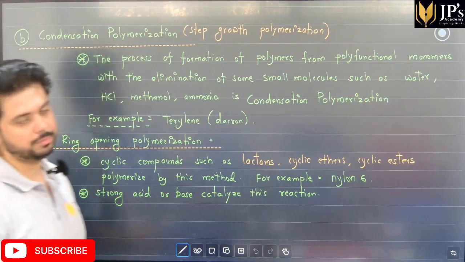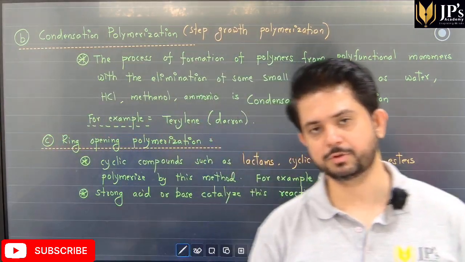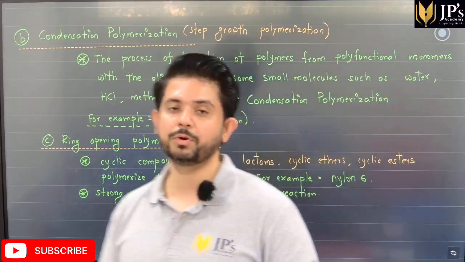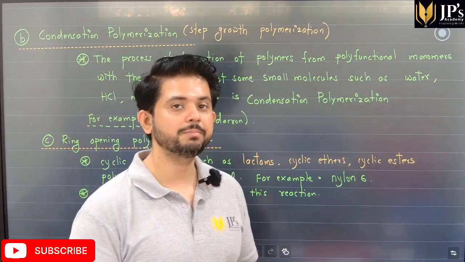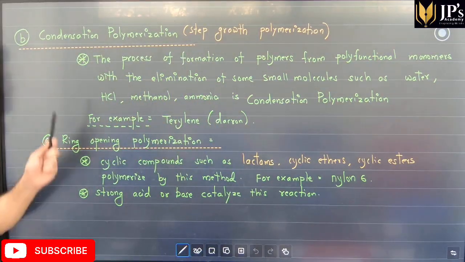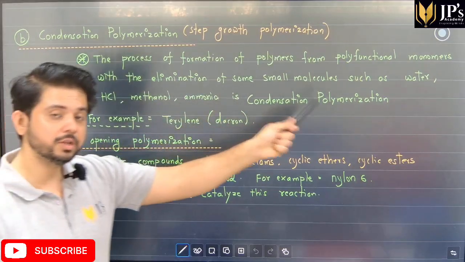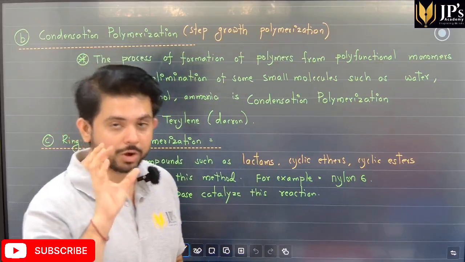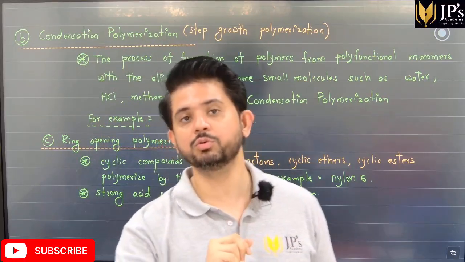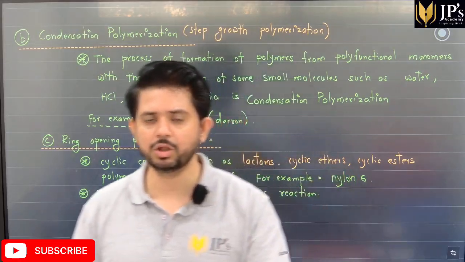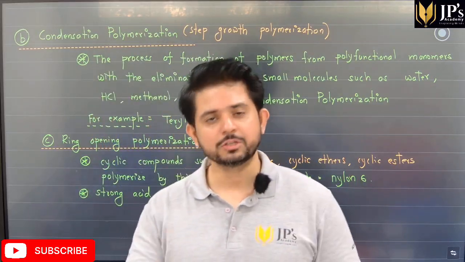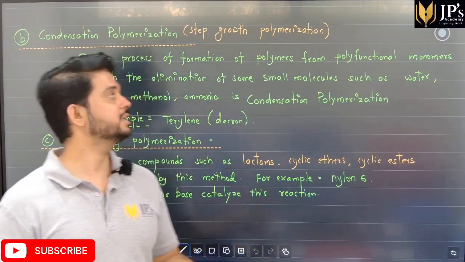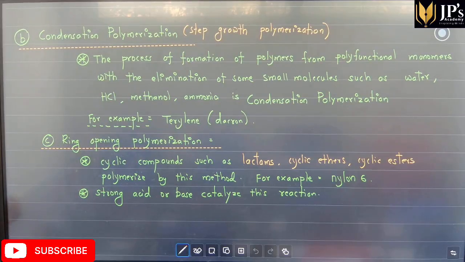The next type of polymerization on the basis of the process of synthesis is condensation polymerization, which is also called step growth polymerization. As the name suggests, step growth, what happens here is the formation of polymers from polyfunctional monomers, like we studied in copolymers. A small molecule, which can be water, methanol, or HCl, is removed from two different monomer units. That is called condensation polymerization.